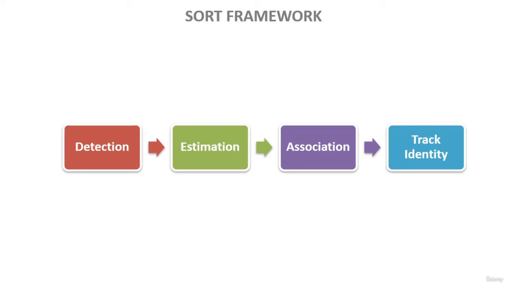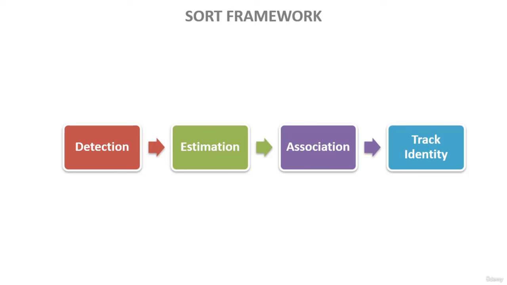First comes detection. SORT works on the principle of tracking by detection and is based on rudimentary data association and state estimation techniques and is designed for online tracking applications wherein only past and current frames are available and the method produces object identities on the fly. Next is estimation. SORT uses Kalman filter for estimation. What is a Kalman filter?